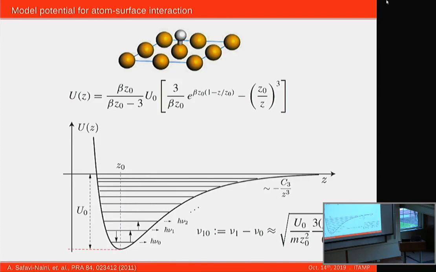And why is it one over z cubed on the long range? This one? Yeah, the long range part. Why is it one over z to the three? This is exponential three, out of the surface. Yeah. Or is this one of them? Okay, one of them. Yeah. At the long range.